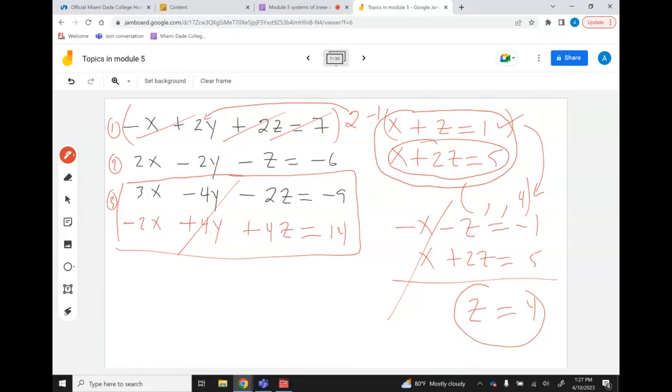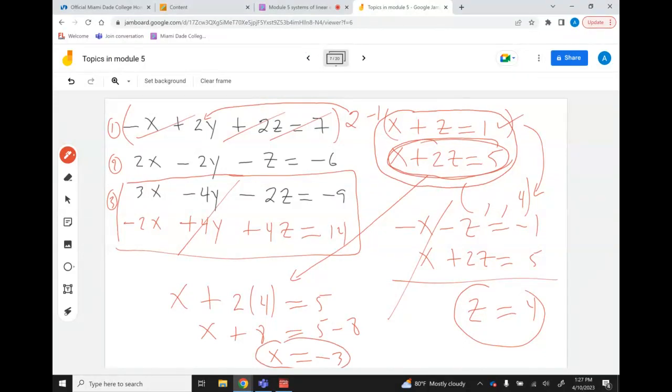Okay. Now I can choose either one. I'm going to choose this one here, and I'm going to substitute the z variable with 4. So this gives you x. This is 8. Move that 8 over. And this x will be -3. So I got 2 out of the 3 variables. I got -3, I still don't know what the y value is, and I also got z, which is 4.